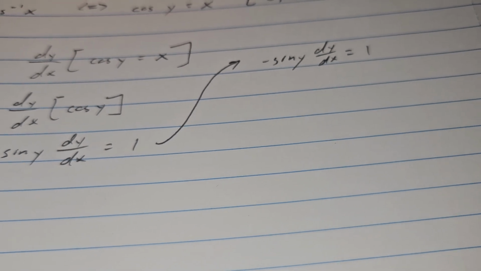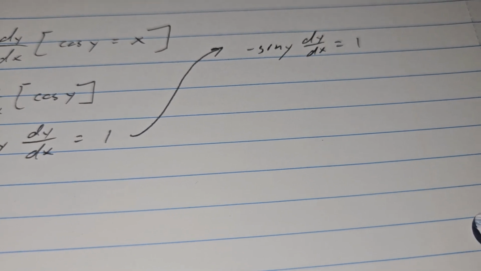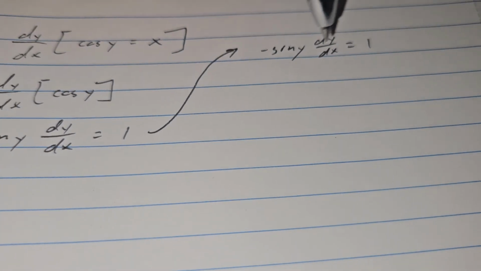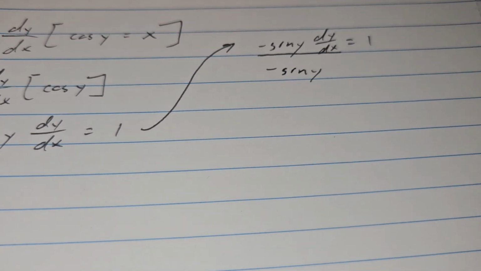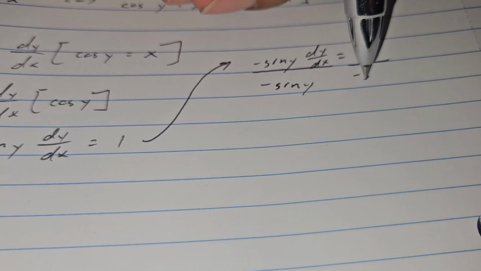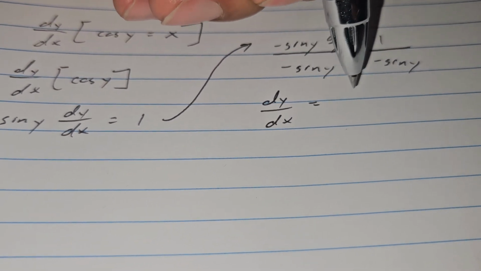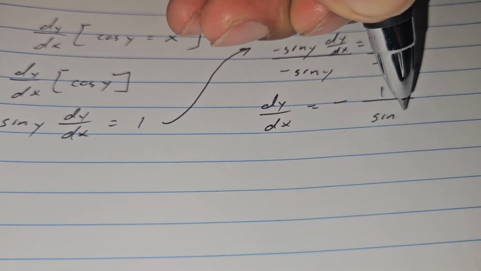So our goal here, this is called implicit differentiation, by the way, is to leave this dy/dx alone. And how do we do that? We divide by negative sine y on both sides. So we're left with dy/dx is equal to negative 1 over sine of y. That's what we're left with, right?